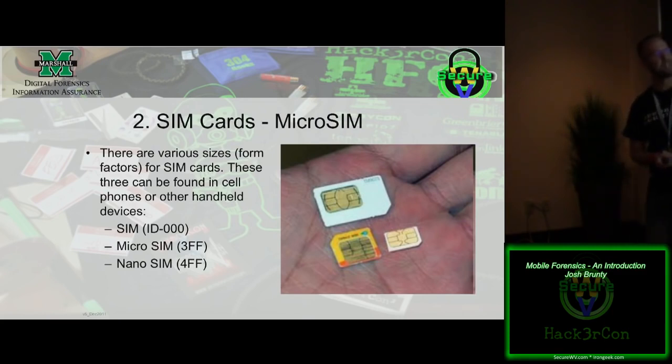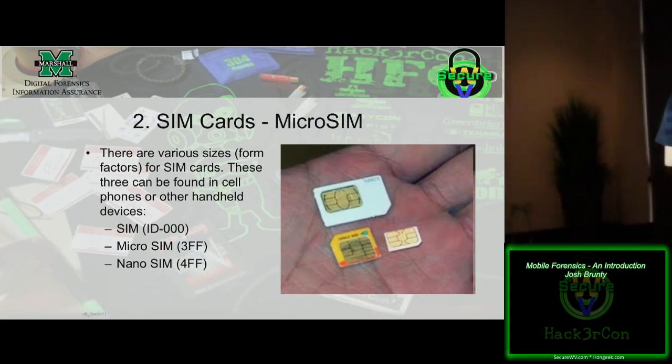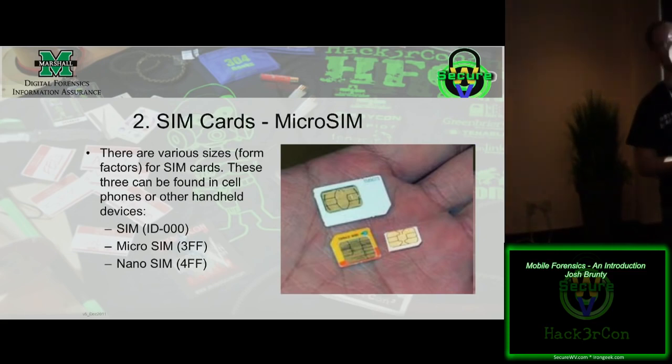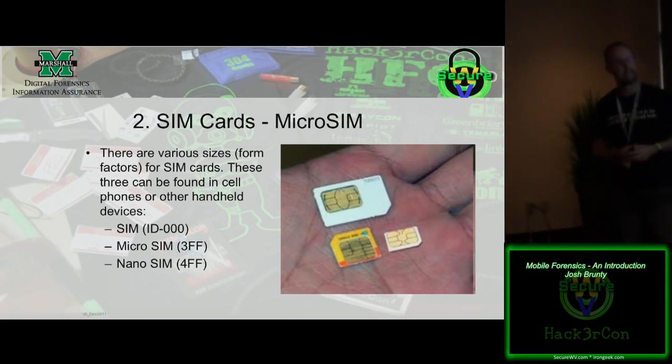But these are identified as such. They call it a 3FF and a 4FF. They just keep getting smaller. I don't think we can get any smaller than nano SIMs, but they all have the same contacts. It's just a size issue, basically. They all read the same and usually have the same structure to them.